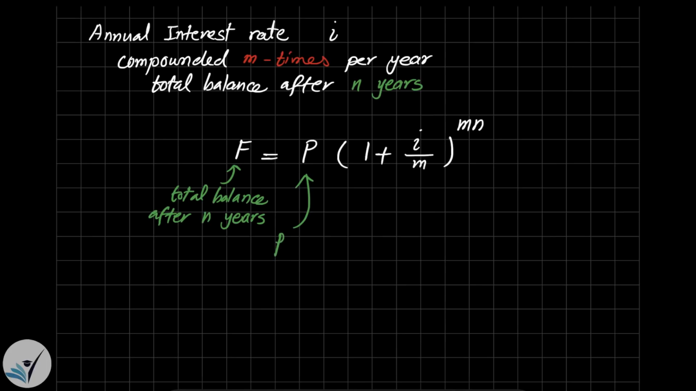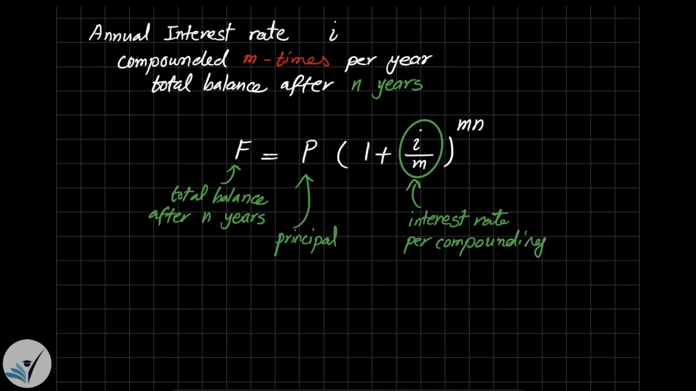P is the principal. This whole I over M ratio is the interest rate per compounding period. This compounding period might be a year or quarter of a year or a month, and this n is the number of years, and this m is the number of compounding periods per year.